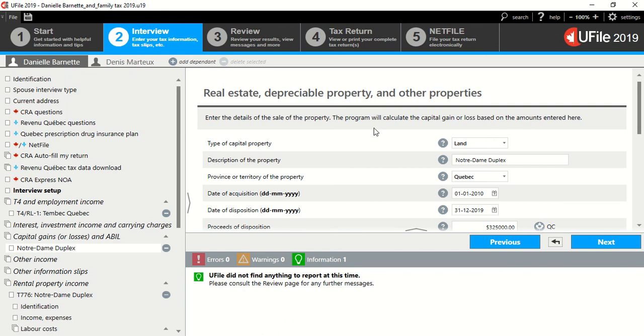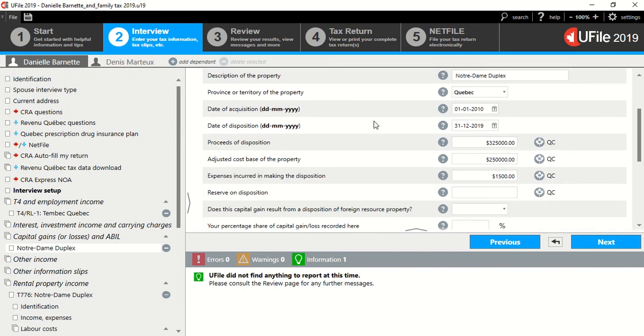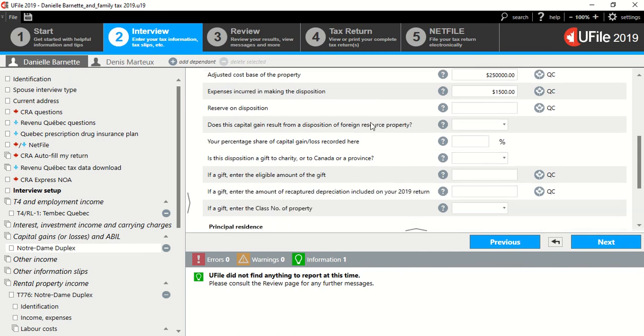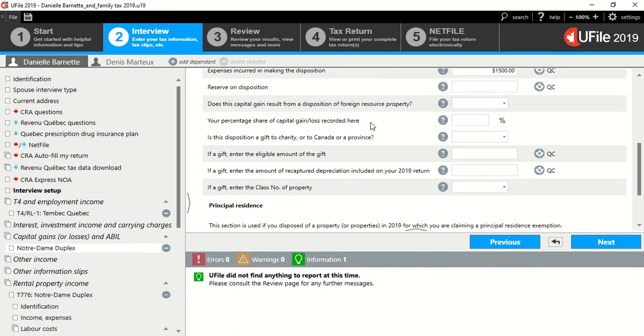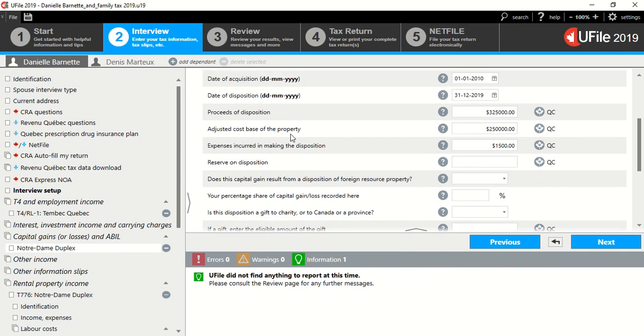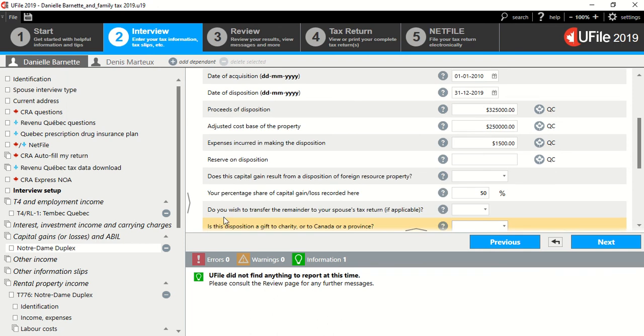Here we go. So land, expenses, and not a gift, not your principal residence. Come on, George. Okay, let's say it's 50%. What do you do with the remainder? I was being overly cautious when I told you guys to do it manually. Here we go. Yes, I want the remainder to go to my spouse.